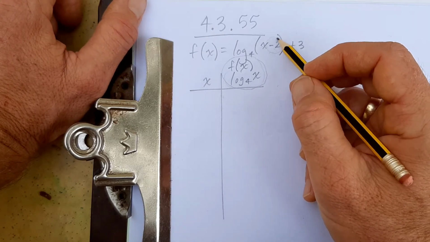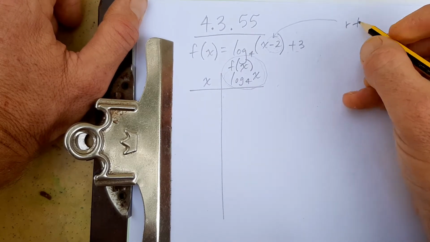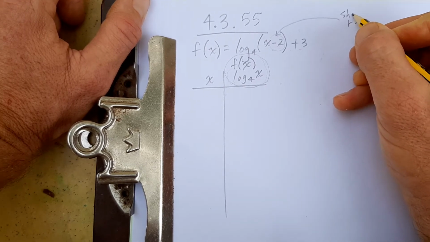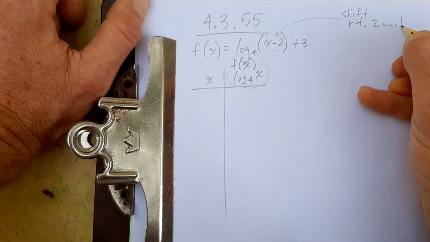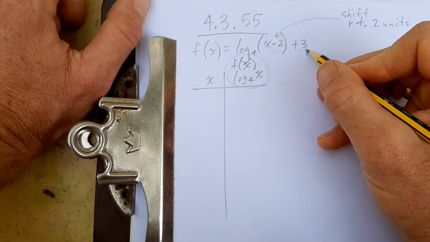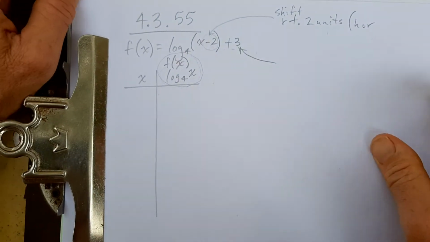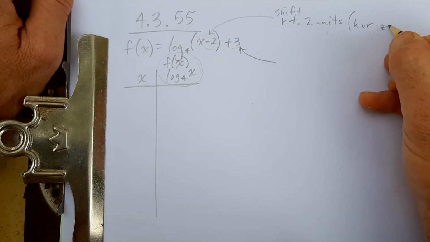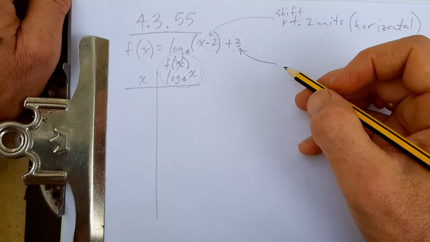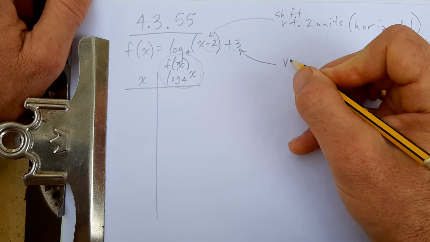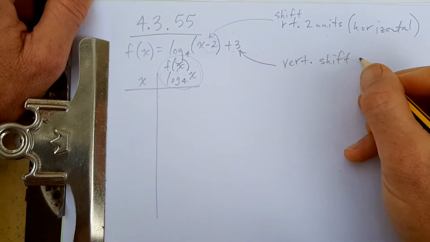This moves it right, shift right 2 units. And this, or it's a horizontal shift, right? Horizontal shift of 2 units to the right, positive 2 units. This is a vertical shift 3 units up, 3 up.